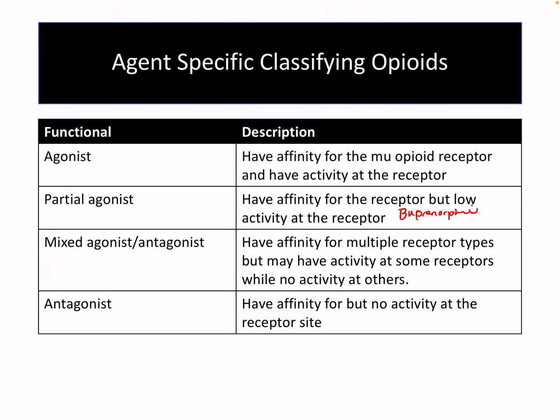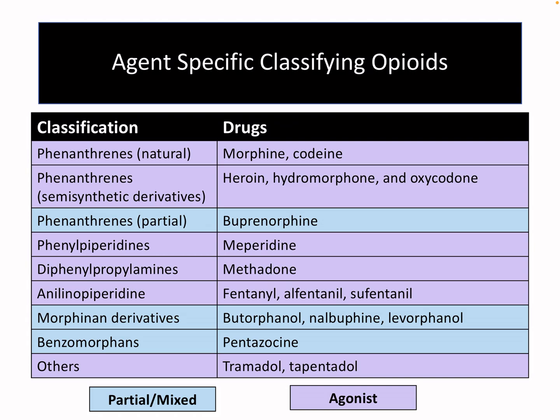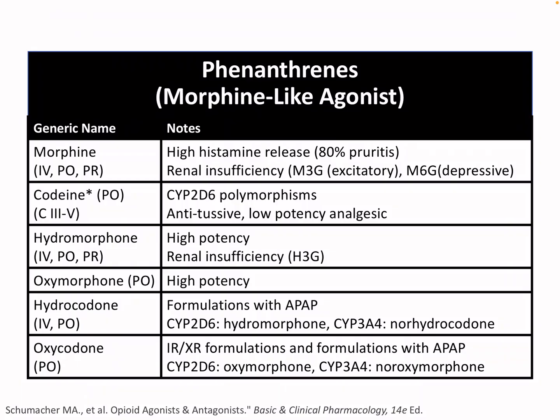You have mixed agonist-antagonists, agents that may bind to one receptor and be an agonist, but be an antagonist at another type, like the kappa or delta receptor. We have several agents that are like this, including buprenorphine. And then you have antagonists. The only antagonist that you really have is naloxone, which, of course, you're not going to be using for pain management. So listed here are your partial and mixed versus your agonists.